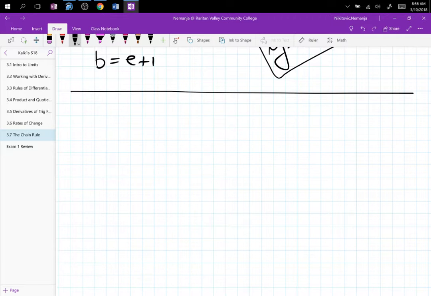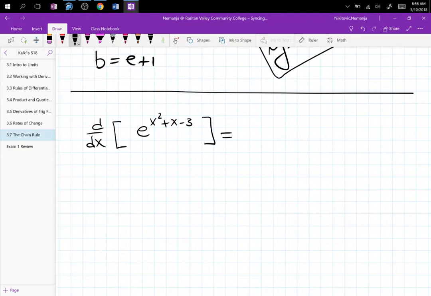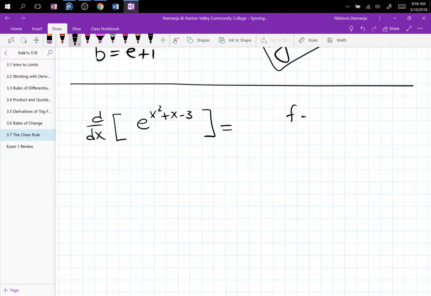So let's say we have the derivative of, and now I can say, e to the x squared plus x minus 3. So we are looking at this and we can clearly see that this is composed of e to the x and then the exponent, which is x squared plus x minus 3. So outer function would be e to the x. And the inner function g, which is plugged into e to the x, is x squared plus x minus 3.